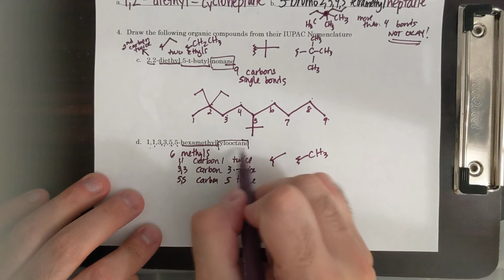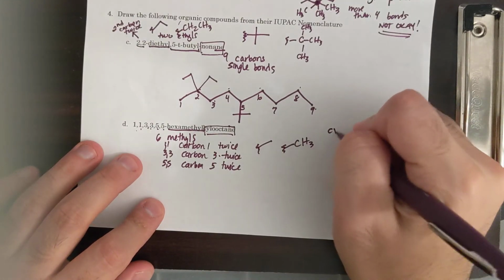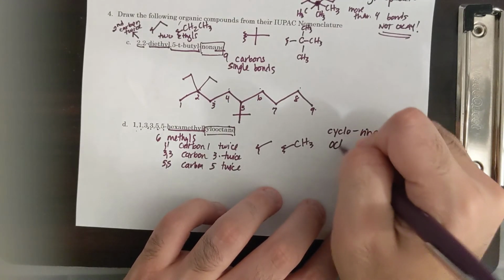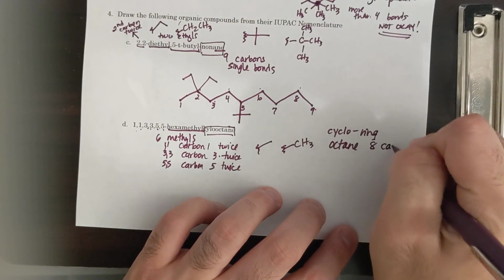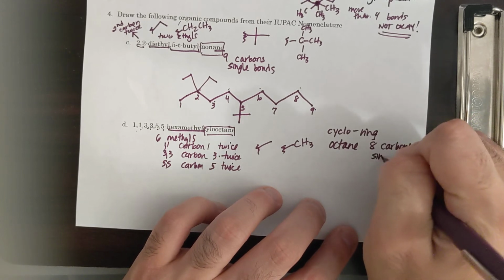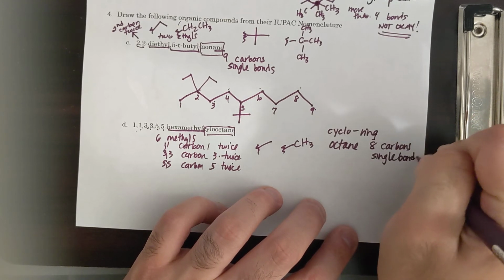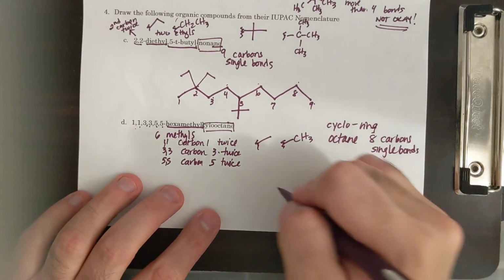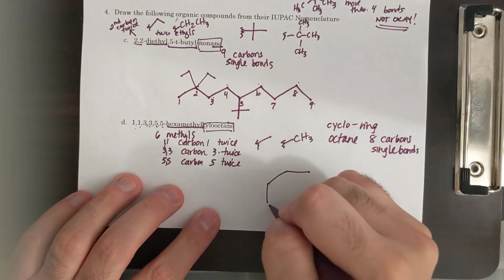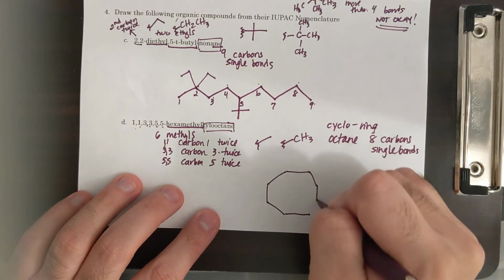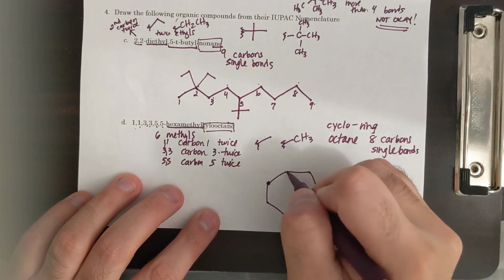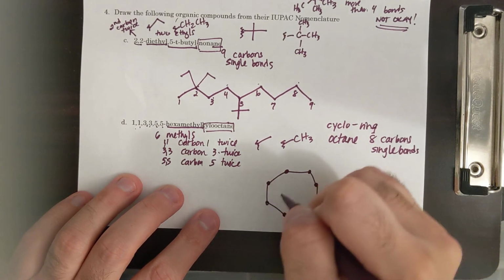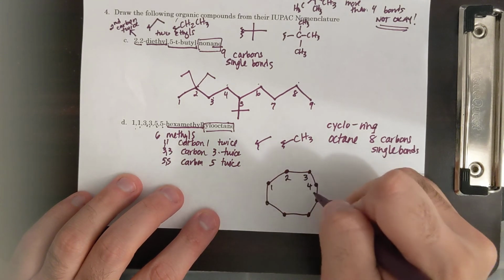And then cyclooctane, cyclo means ring, and then octane means 8 carbons that are all single bonds. So I need to have 8 carbons that are all singly bonded to each other that form a ring. That's basically a stop sign. 1, 2, 3, 4, 5, 6, 7, 8. And then I get to number this however I'd like to.